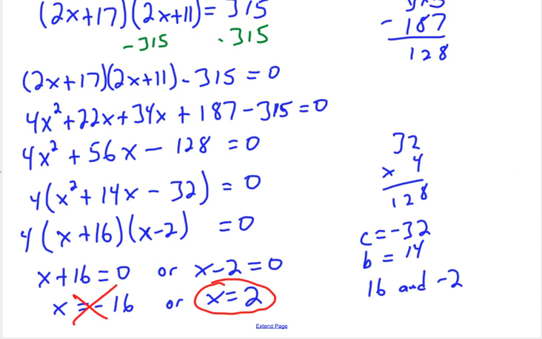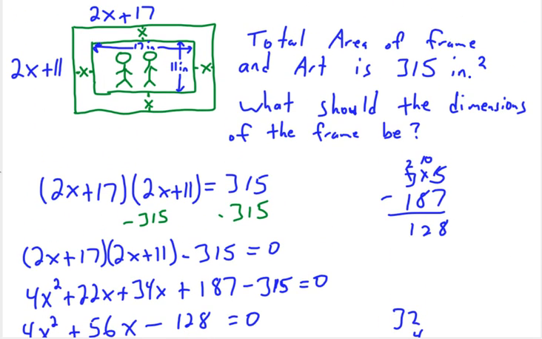Okay, so let's go back to the original question. What should the dimensions of the frame be? Well, they need to be 2x plus 17, so in this case, plug a 2 in here and you get 21 inches. And plug a 2 in here and you get 15 inches. So the dimensions of the frame, 21 by 15 inches.